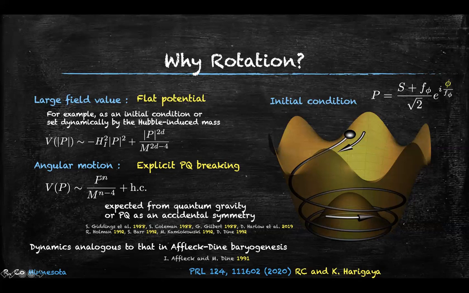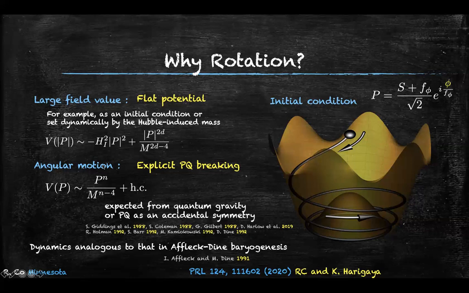Normally, this is considered in the context of a quality problem, in the sense that we don't want this explicit PQ breaking term to give an axion mass to the QCD axion that is larger than the contribution from the QCD effect. So normally there's some model building that you need to consider to make this higher dimension operator high enough. For example, n could be 10 or 12 to make sure that axion quality is not a problem.